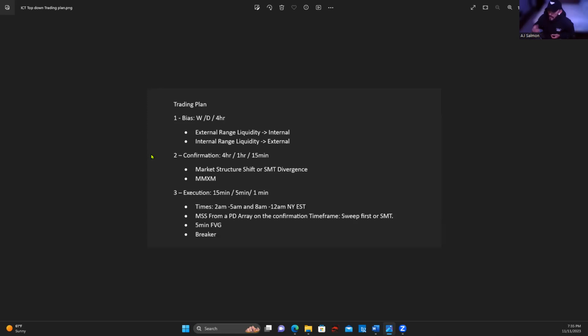We're going to be looking for that market structure shift or a smart money tool divergence, market maker sell or buy model. And then thirdly, we're going to be looking to take our executions, which is kind of preference on where you want to take your entries. We have the 15-minute, the 5-minute, and the 1-minute. Personally, I like using the 15-minute, and then scaling down into the 5 and the 1 to look for those entry confirmations.